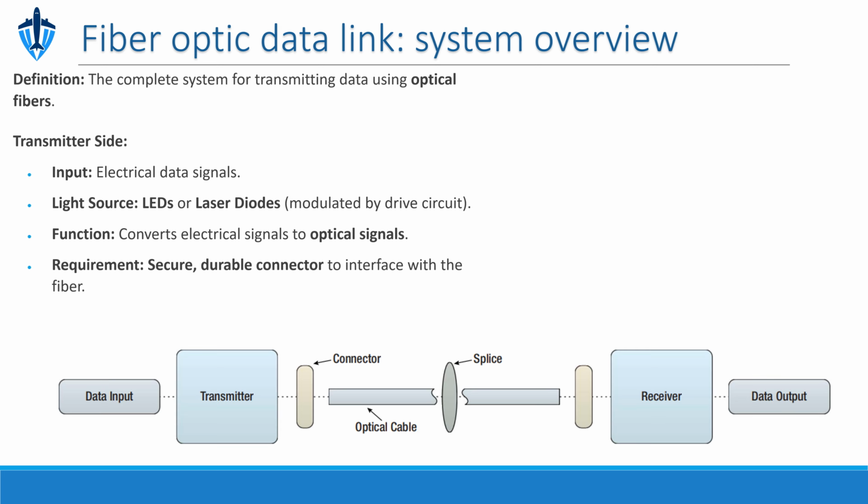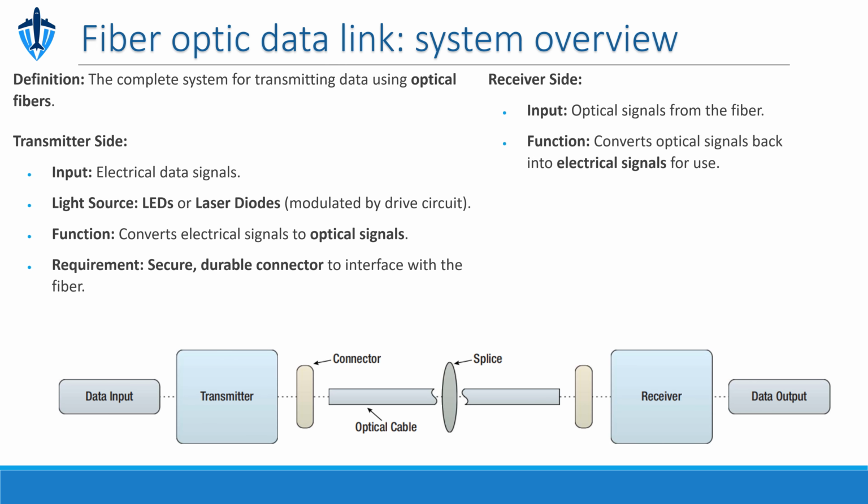The light travels through the optical fiber itself, which is our transmission medium. At the far end, a receiver uses a photodetector to convert the light pulses back into electrical signals for the avionics computer or display to use. Another precision connector is needed here.